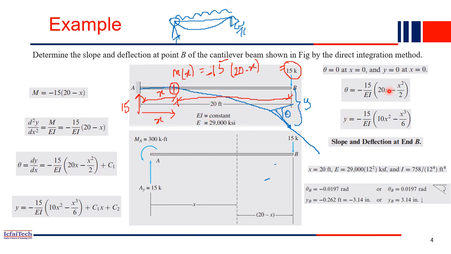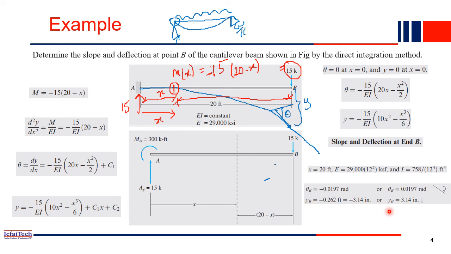So just substitute here x equal to 20 and find out the value of theta. This theta will be theta B, and then you will get this value. Similarly, substitute x equal to 20 to find y. So y you will get this value: minus 3.14 inch. So after application of 15K, you will get deflection at this point of 3.14 inches.